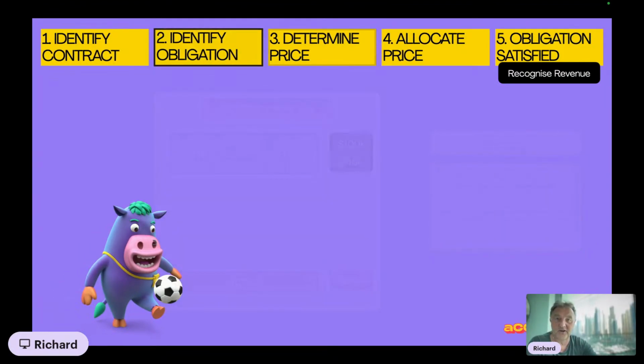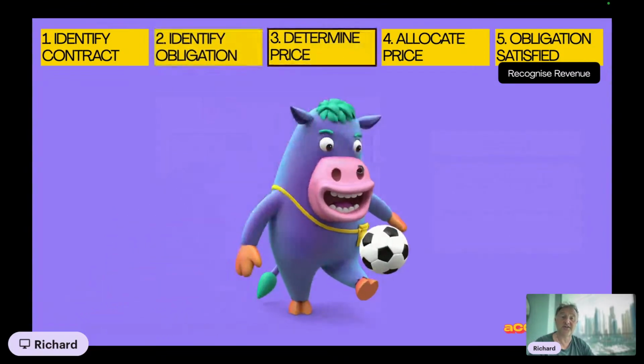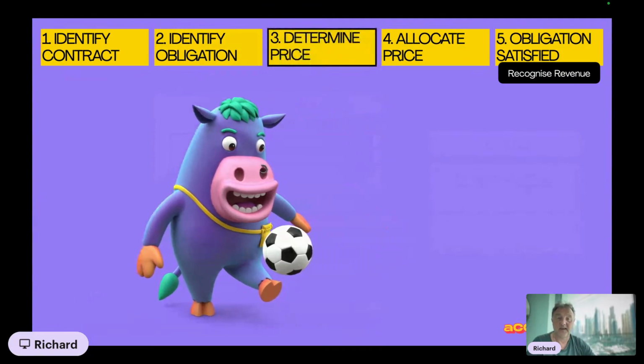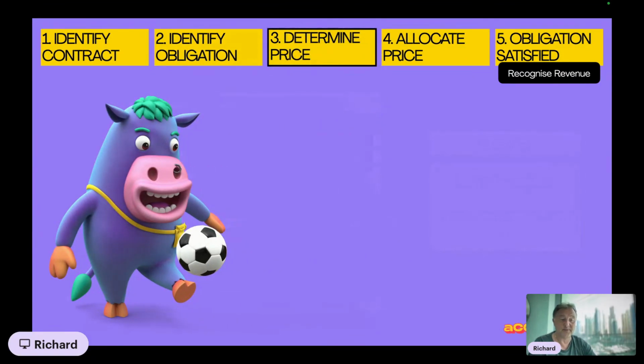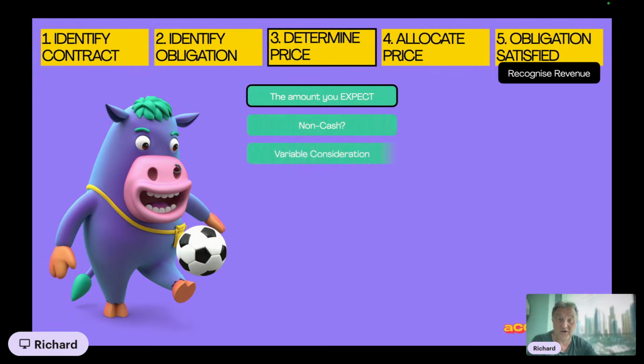So we've identified the contract, we identify our obligations, and the obligations need to be distinct. Now we're going to determine the price. If you go to Amazon and you pay £10 for a book, the price is £10. It's the amount that you expect to receive. And Amazon would put a sale in for £10 because that's what they expect to receive. But what if it's non-cash? Well, put in the fair value of that non-cash.